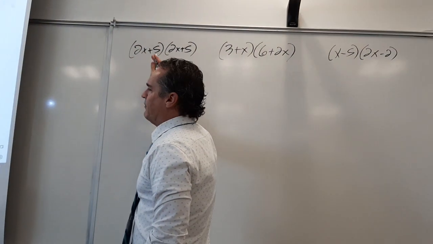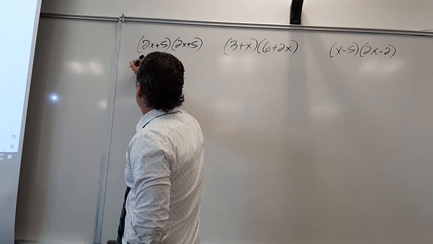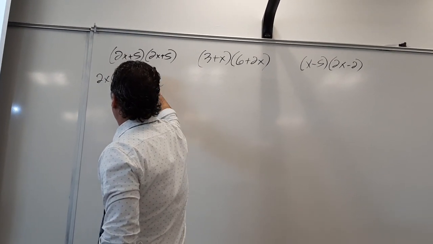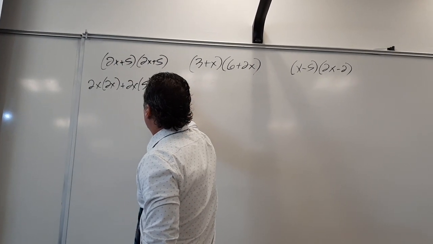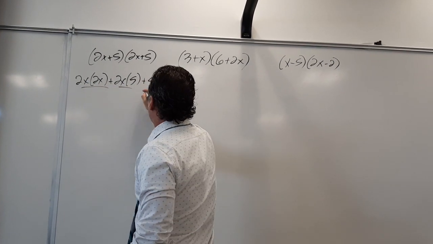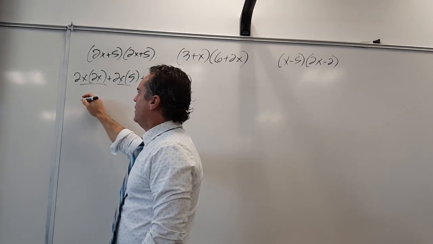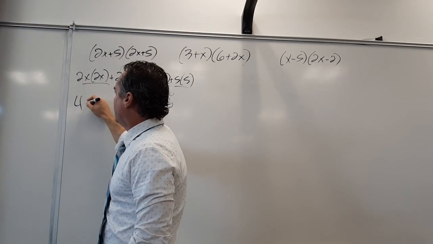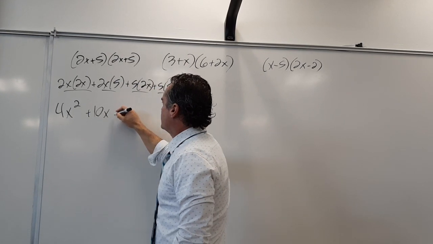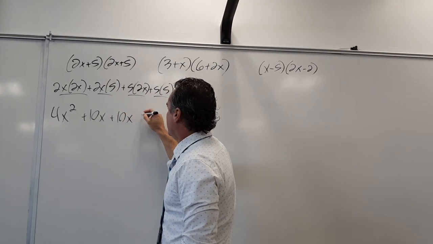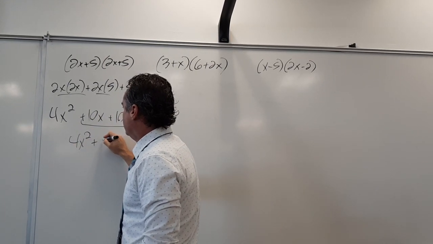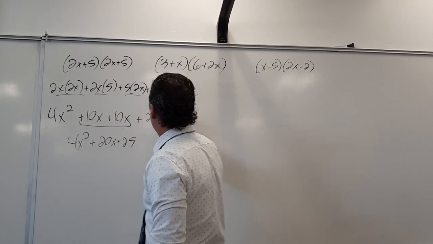Please look up here. Everything in the first parentheses has to go to everything in the second parentheses. I'm going to end here with 2x times 2x plus 2x times 5, plus 5 times 2x plus 5 times 5. I have 4 monomial times monomial products. Numbers go with numbers. 2 times 2 is 4. X times x is x squared. 2 times 5 is 10, I have an x. 5 times 2 is 10, I have an x. And 5 times 5 is 25. My middle terms combine. What's my final answer? 4x squared plus 20x plus 25. You got it right.